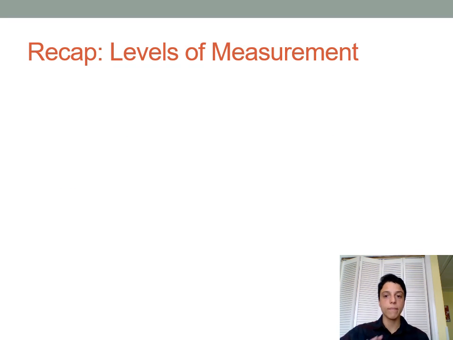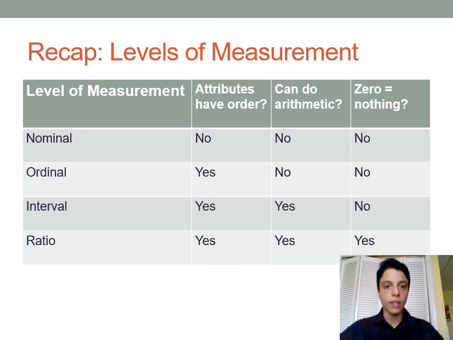All right, so just as a quick recap, this table goes through all of the different qualities that you would look at in deciding what level of measurement your variable is. So we have our 4 levels of measurement here. We have nominal, ordinal, interval, and ratio level variables. And then for each of these, you can answer these questions to help you decide what level of measurement you're looking at. So can the attributes be put in order? Can you do arithmetic with the variable? So in other words, is it numerical? And then does 0 mean that there is none of the thing that you're measuring?